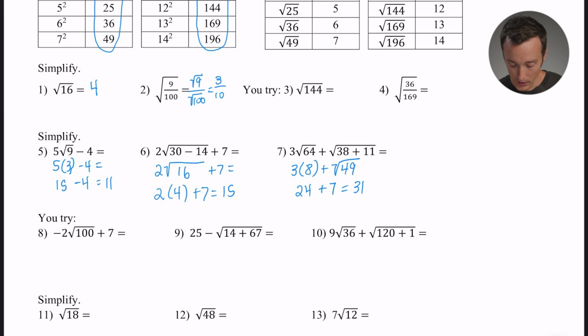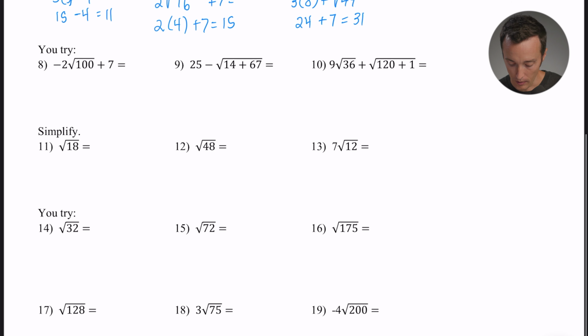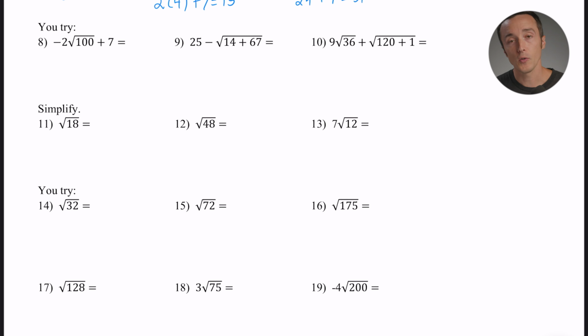Now, assuming you've had a chance to do that, let's take a look at number 11. It says the square root of 18. Now, if you look at the top of the worksheet, 18 does not appear up there. It's not a perfect square. There's nothing that works out evenly with it. But if we know the rules of square roots, we can get a little shortcut here that's going to make our lives a little bit simpler.